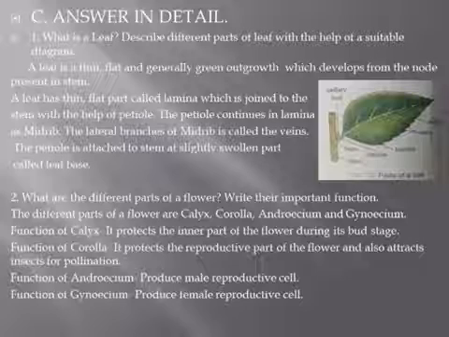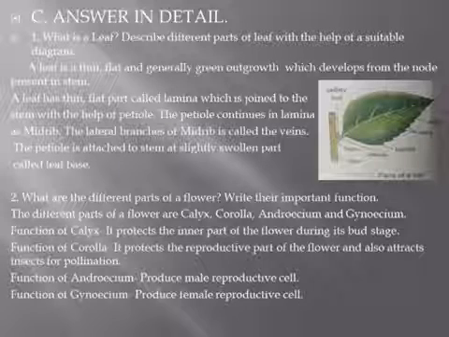Number C, answer in detail. Number 1, what is a leaf? Describe different parts of a leaf with the help of a suitable diagram. So what is a leaf? A leaf is a thin, flat, generally green outgrowth which develops from the node present in the stem. A leaf has different parts.